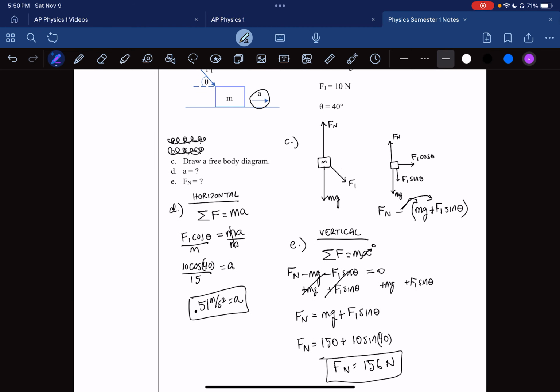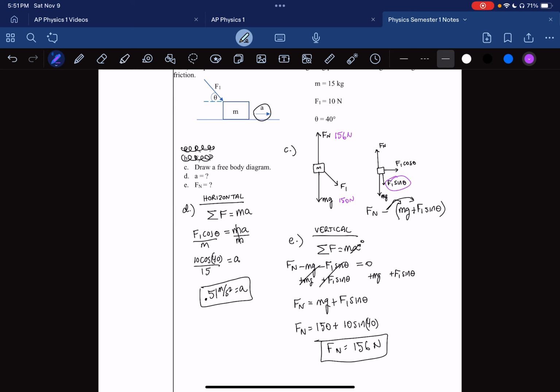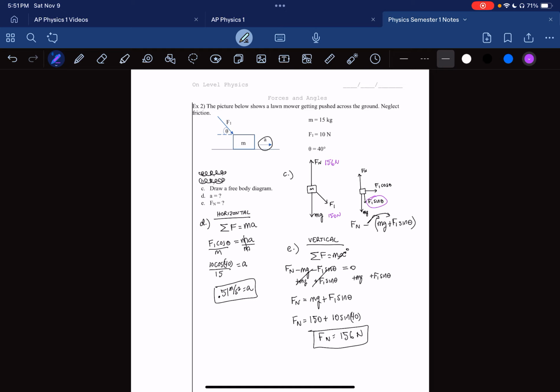You may notice that mg is 150 and Fn is 156. And that's because we're pushing down on the lawnmower some with this F1 sine theta component. And so if the lawnmower is pushing down on the ground a little bit more, then the ground must push back an equal amount. So there's still no acceleration vertically, it's just that the normal force is greater than mg by itself. But it is equal to mg plus F1 sine theta. That's it, that's forces with angles.